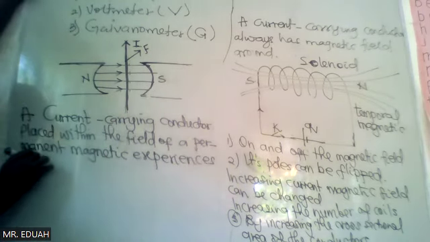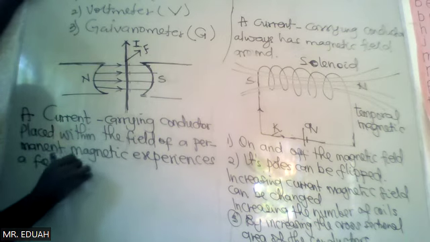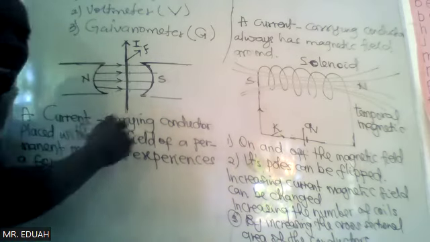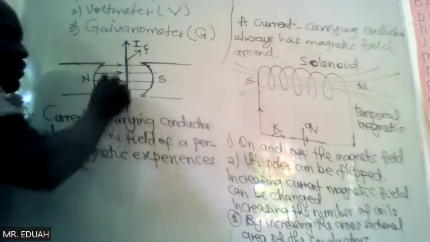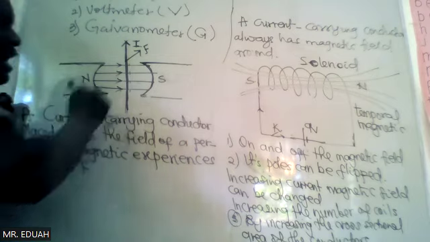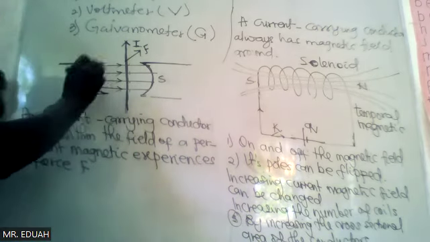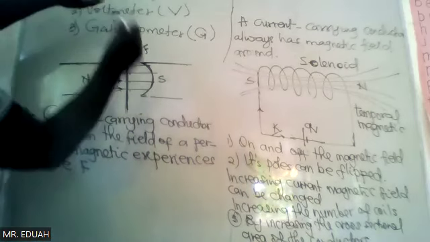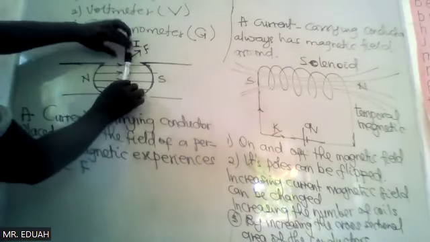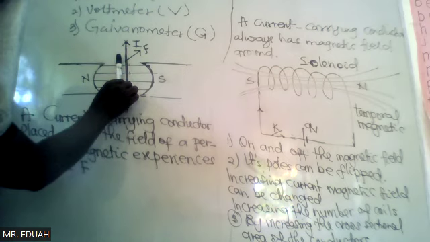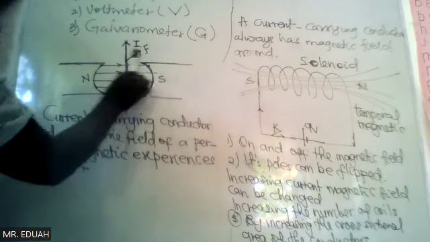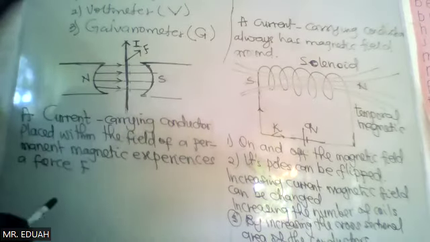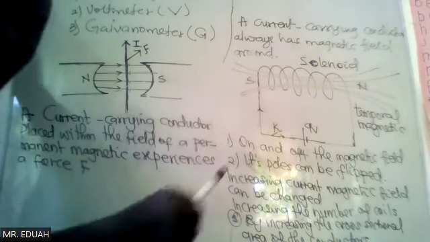A force, F. So there will be a force. The conductor will not be moved out of the space, but it will be pushed. If the current carrying conductor is like the marker, you see it in motion, either in this place or this place. It will be in motion, or it will be pushed.